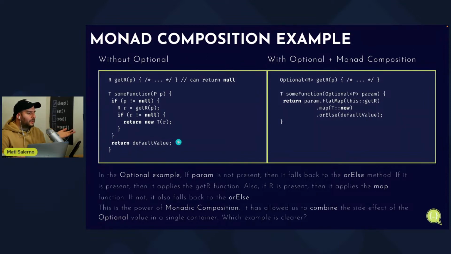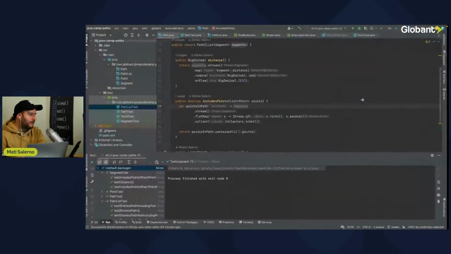How do we do this with monad composition? It's really simple. We change the signature. Instead of returning null, we will return an optional. And because we're returning an optional, and we have an optional to begin with, what we're saying is, I'm going to assume that my parameter is not null with the flat map, like we did with map, but in this case we're going to be using flat map. Why is that? Let me show you an example here.